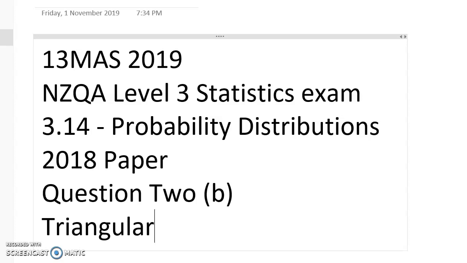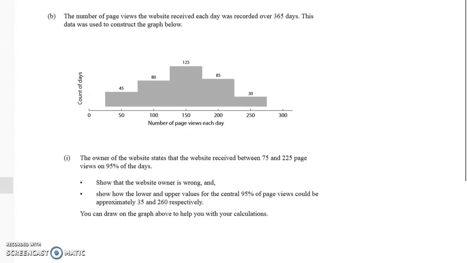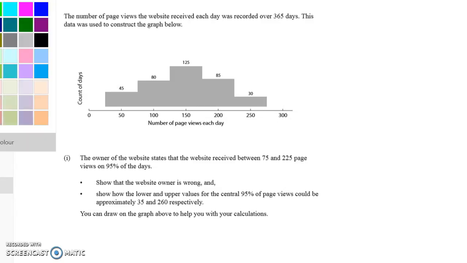So this is a triangular question and it's got three parts to it. So let's quickly have a look at them, because the part that you might think is the excellence part is not really the excellence part. So it's a bit weird.